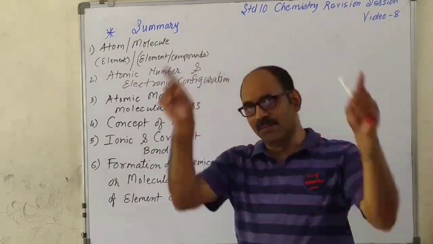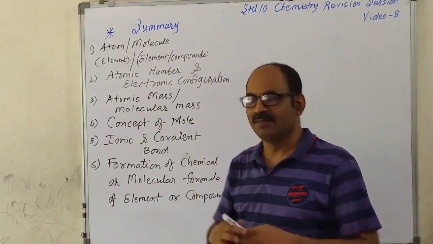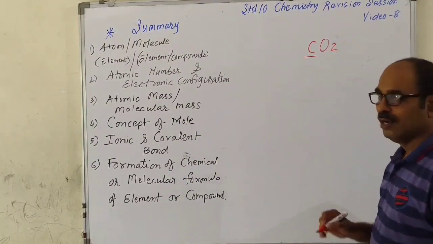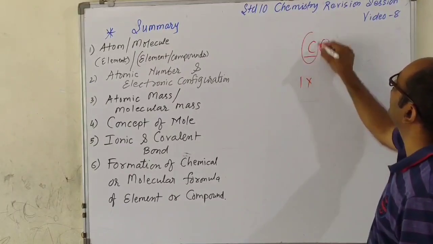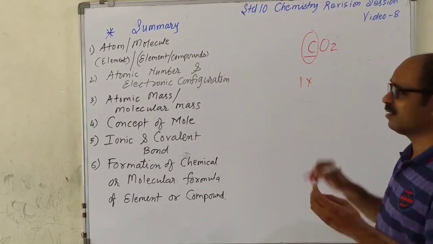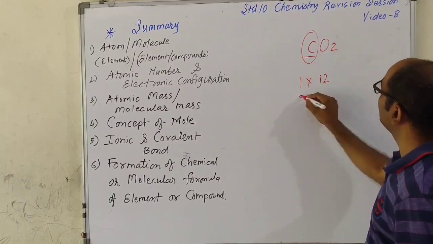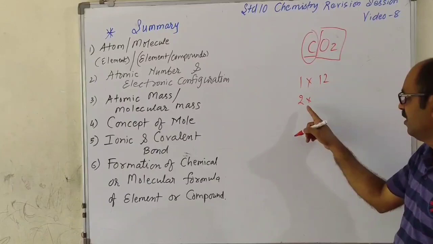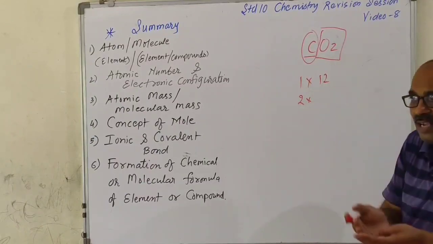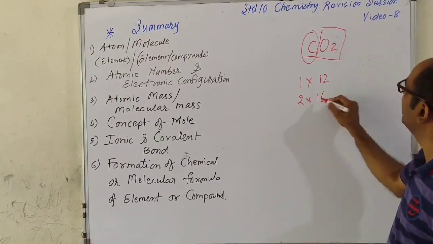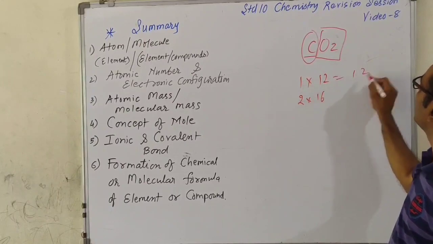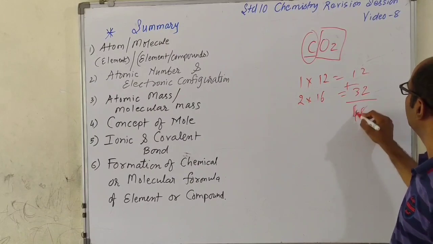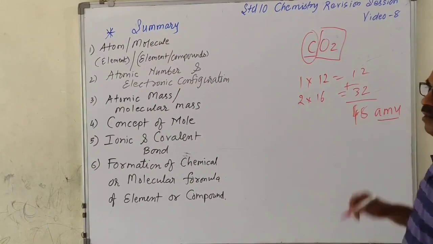Molecular mass. In a molecular formula, see how many atoms are there. For example, carbon dioxide. There is only 1 carbon, multiplied by its atomic mass. Atomic mass of carbon is 12. There are 2 atoms of oxygen, the other constituent element. The atomic mass of 1 oxygen atom is 16. So 1 twelve is 12 and 2 sixteens are 32. This makes a total of 48 AMU, atomic mass unit.